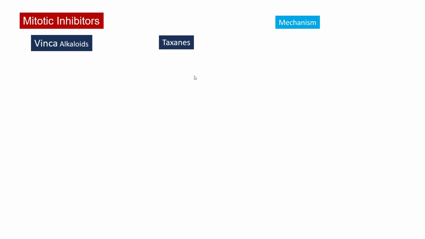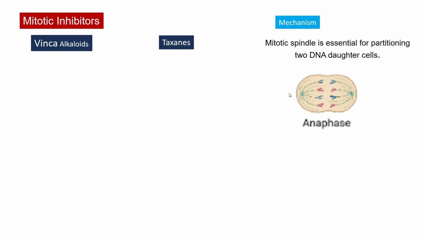their name tells you they work on the M phase of the cell cycle. In the M phase, mitotic spindles are essential for partitioning two daughter DNA cells. In the cell cycle phase, anaphase, that's the phase that also can be important for the exam. In that phase, these two daughter DNA cells are separated, and that is assisted by mitotic spindles.